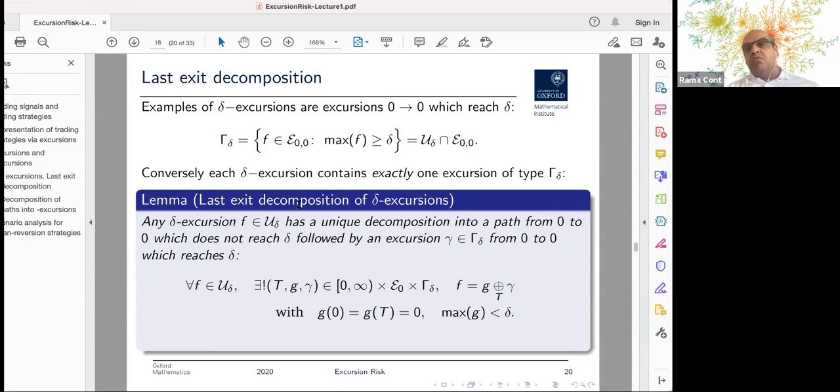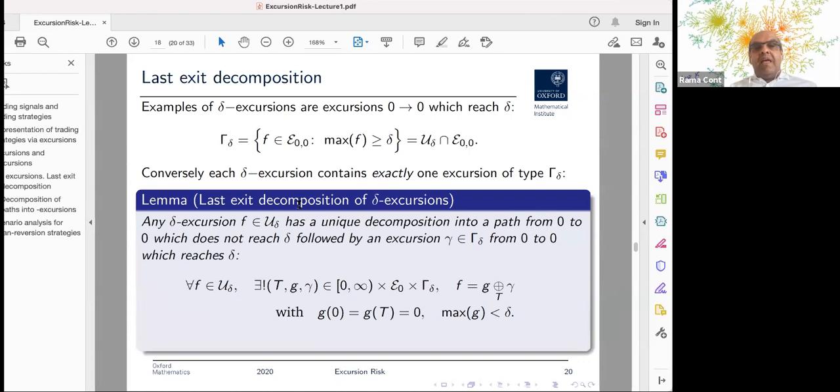The last exit decomposition was extensively used, for example, by Markovian in his work on Brownian excursions. So this is a very useful concept. I'm just going to state this result here. We're going to use this a lot because it gives you nice correspondences between spaces of excursions. So the statement is the following.